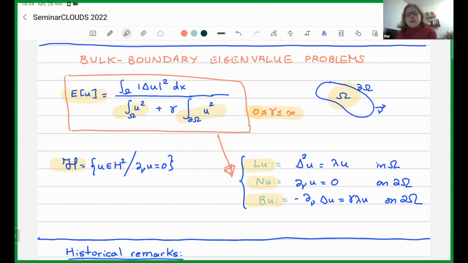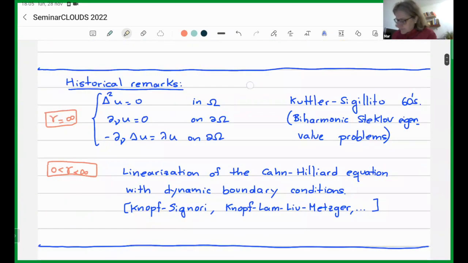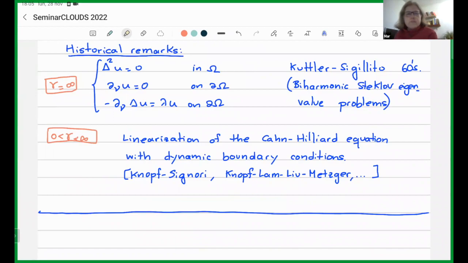Now, the eigenvalue problem for this, you see that there is an eigenvalue in the bulk, an eigenvalue in the boundary with the parameter gamma. So you see that this eigenvalue problem has a coupling between the bulk and the boundary. Now, where does this operator come from? Some historical remarks. If you look only at the eigenvalue problem on the boundary, this means to ask the parameter gamma to be infinity. You have to rewrite the functional a little bit to make sense of gamma equals infinity, but essentially it's like you only have the boundary term. This problem was studied by Carlo Ranzi Gilito in the 60s, and it's called the biharmonic Steklov eigenvalue problem.